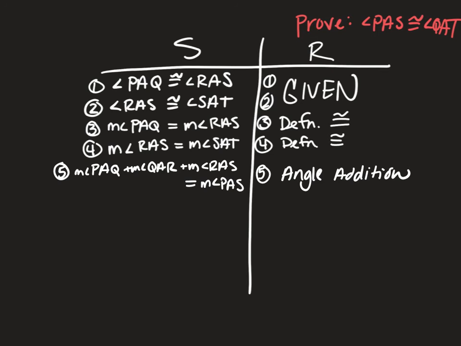All right, so then for step 6, we're going to take the other big angle. So we're going to take QAT and split it up into the parts that we have things for. So we have QAR plus RAS plus SAT is equal to QAT.